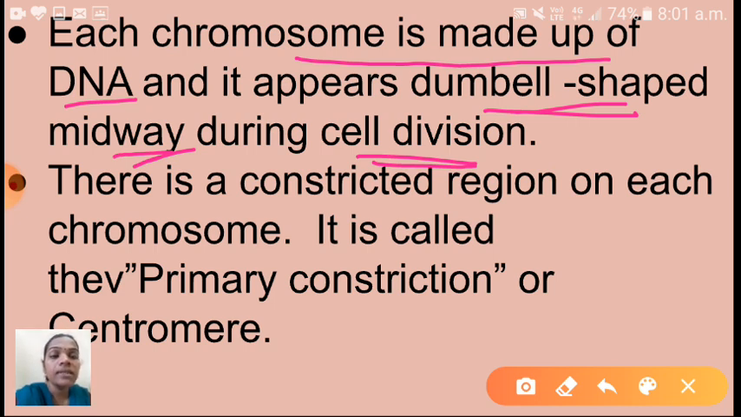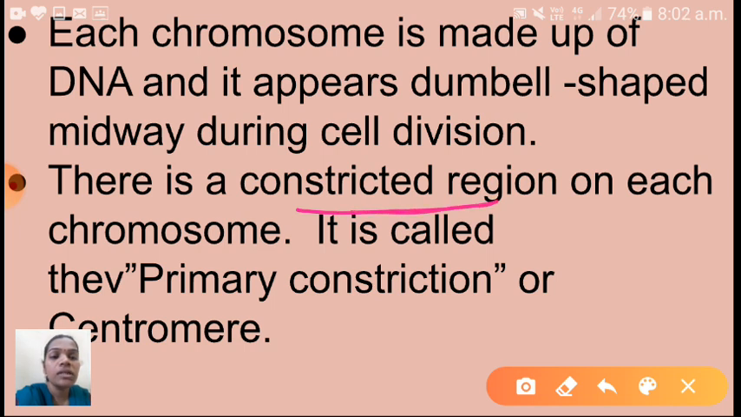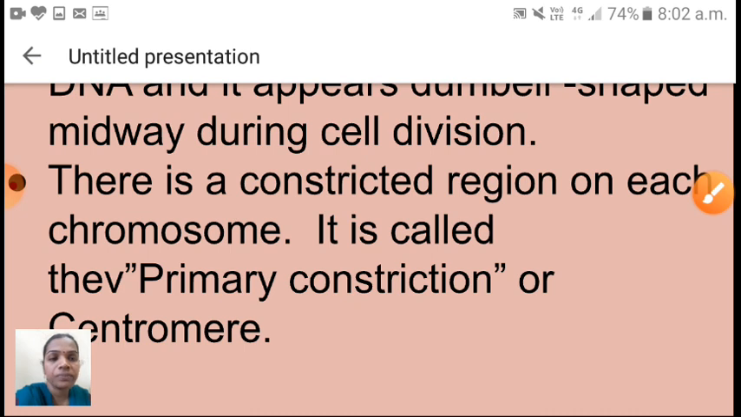Okay, children, there is a constricted region. See here, next point. There is a constricted region on each chromosome. It is called the primary constriction or centromere. That middle part that we saw in the chromosome structure, that is called what? Centromere or primary constriction. On each chromosome, it is called what? The primary constriction or centromere. Understood, children? Shall I go to the next one now?